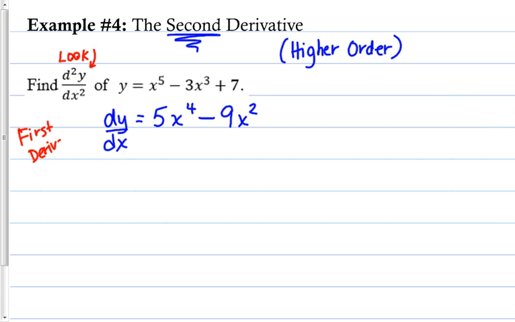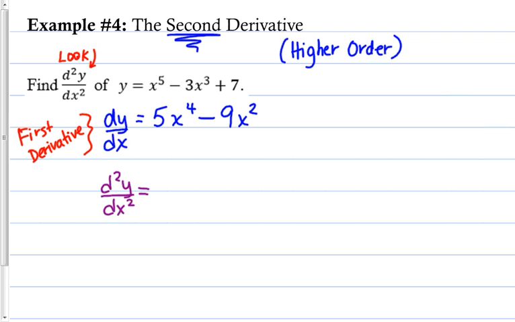They want me to find the second derivative. So in order to find the second derivative, I have to do this again. So I use the notation d2y over dx2. This is the second derivative. So I'm just going to derive the derivative. I'm going to derive again.